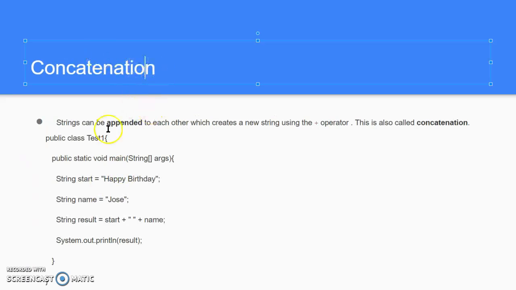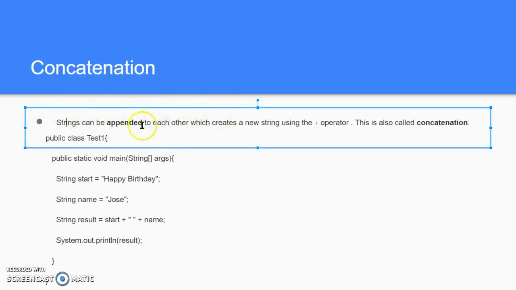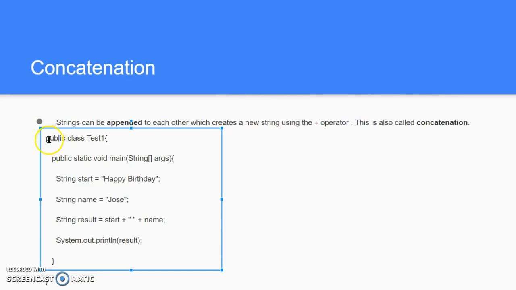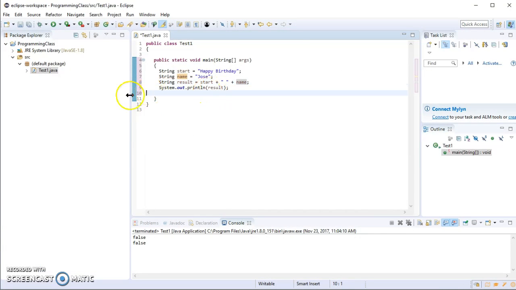Moving on to concatenation. This is a long word, but I promise it's very simple. It's a very simple concept. Strings can be appended to each other or joined together, which creates a new string using the plus operator. This is called concatenation. Now, if I use this code in Eclipse, you're going to see that I make a new variable, which is of type string, equal to the phrase "happy birthday", and a new variable called name, which is also a type string, which is equal to the phrase "Jose".